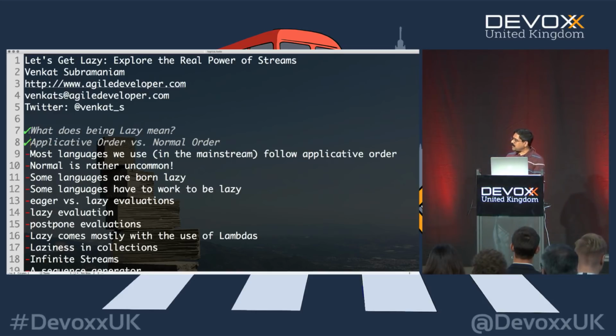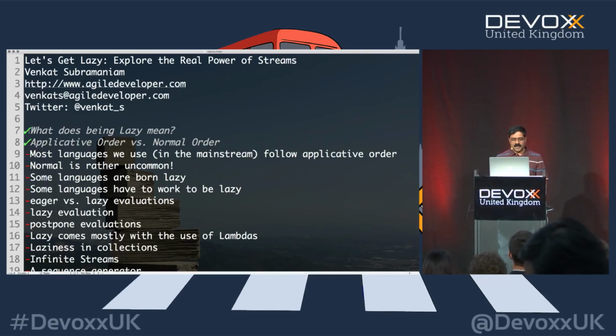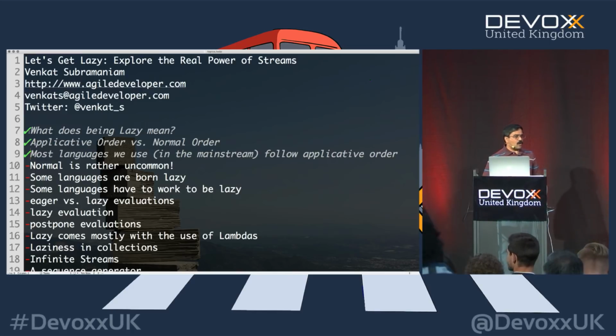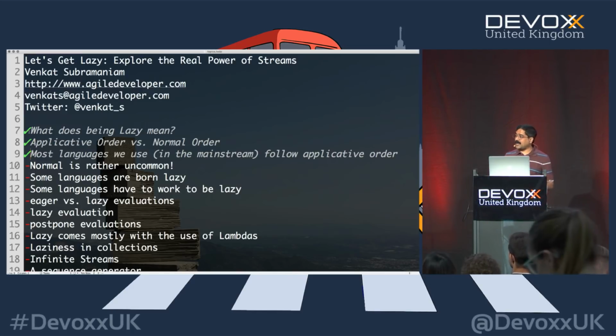So I want to talk about applicative order versus normal order. It's kind of funny because the term normal order is pretty abnormal. Not many languages actually do this. Most languages in the mainstream use what's called applicative order. Think of the word application or invocation of a function. Functions are evaluated when you apply them or invoke them rather than later. Normal order, on the other hand, is where execution is deferred.